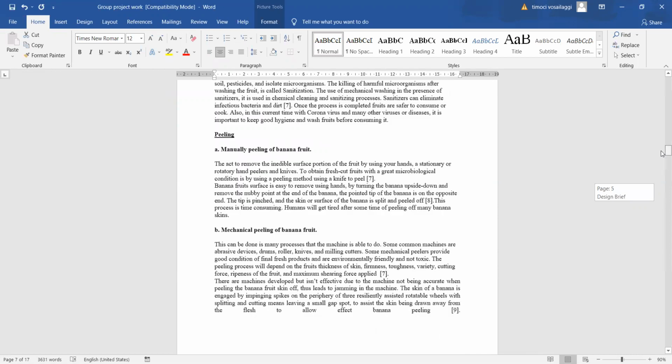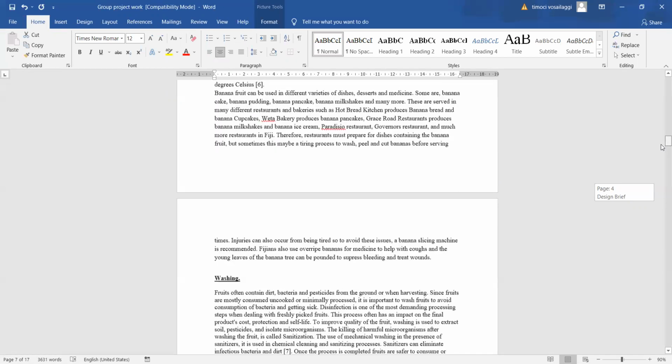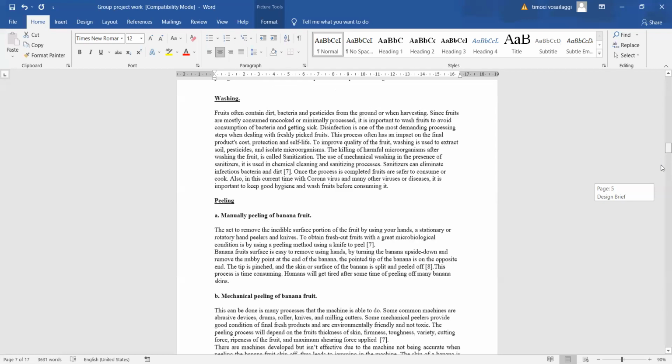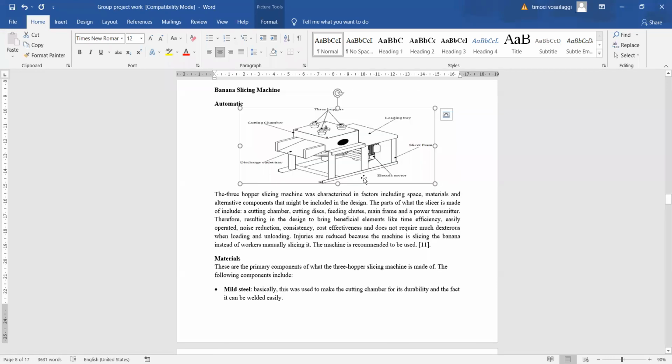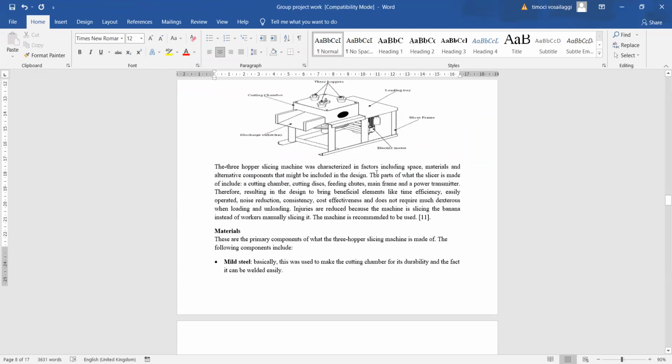what it is they're trying to achieve. So obviously banana slicing. So they've broken it down into all the different important sections or important components that the design must have. And then they've looked at what exists. Okay, so this is a very good example of a literature review, and I'm very impressed, guys. Thank you very much for paying attention to detail.